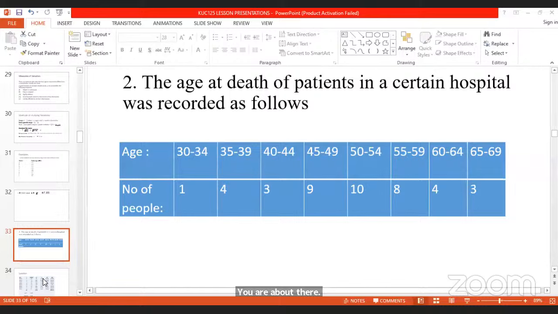Yes. 1.29. Mean cannot be outside. It should be between 30 and 69. Mode 50, 1.9.